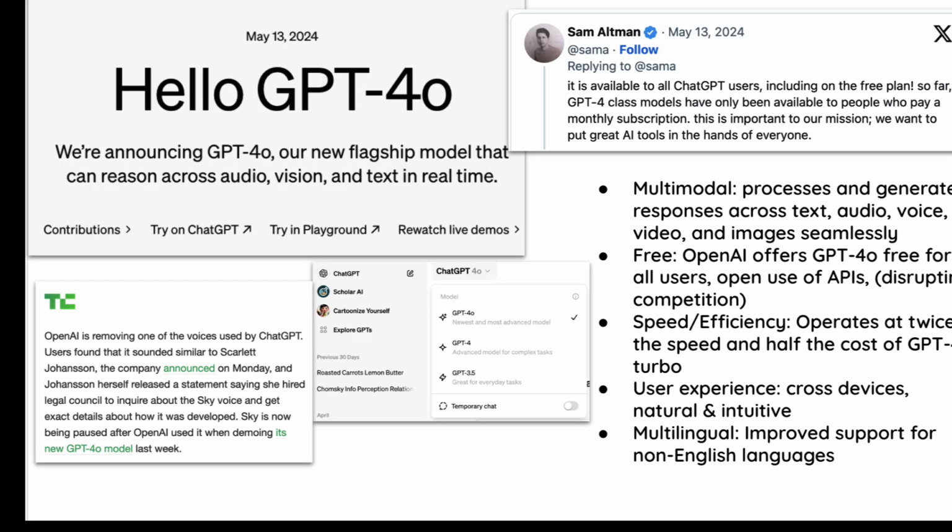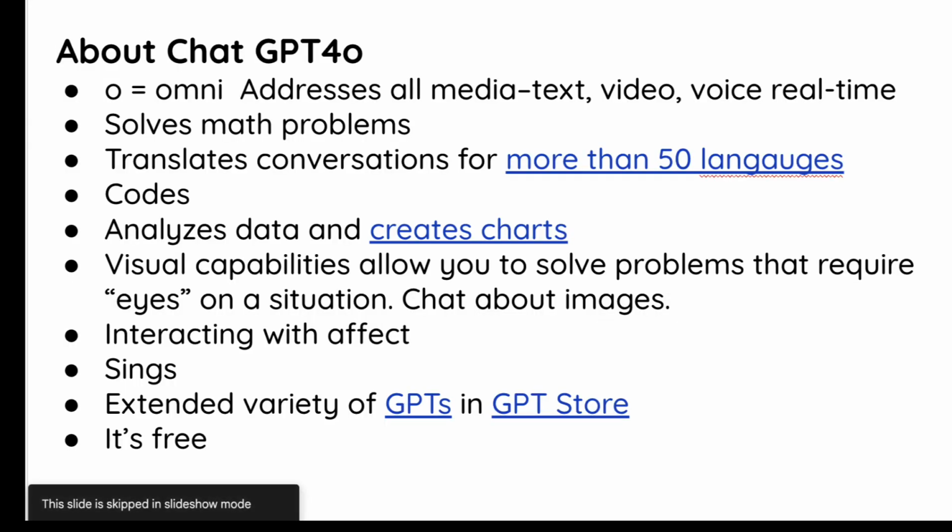Among the things that it revealed was this multimodal ability to process and generate responses across text, audio, video. They showed a real-time conversation across multiple languages that was so fluid. They show it was released as a free tool. It is incredibly fast. It has a user experience that crosses your devices. The O in ChatGPT 4.0 stands for Omni, which refers to that multimodal capability.